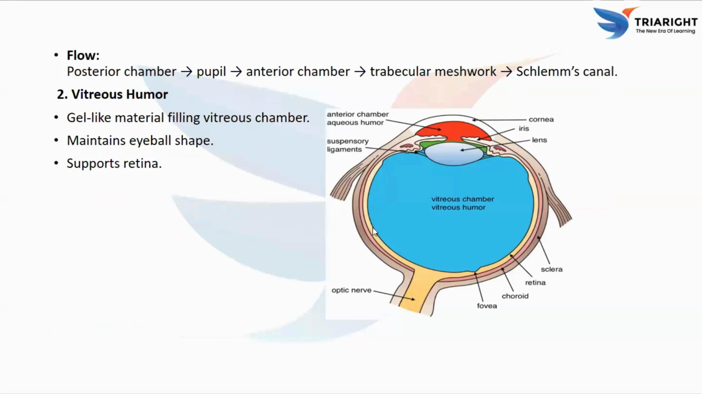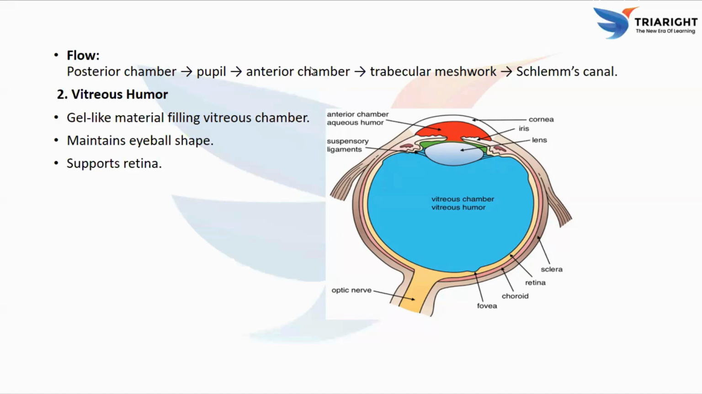So next, how important is the aqueous humor? Aqueous humor is a clear fluid produced by the ciliary processes in the posterior chamber. So what is the flow sequence? Here: posterior chamber, next pupil, next anterior chamber, trabecular meshwork and Schlemm's canal. So let's break it down. What is the posterior chamber? The aqueous humor is produced here by the ciliary processes, whereas in the pupil, the fluid flows through the pupil, which is the opening in the iris.